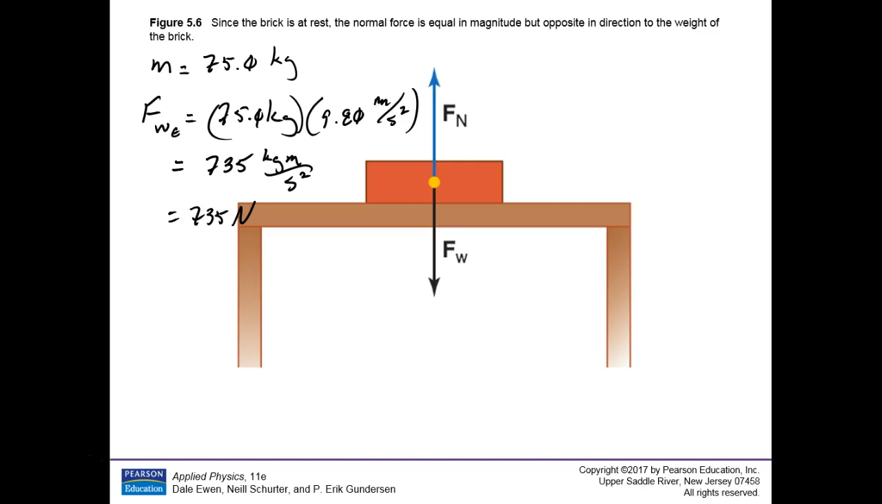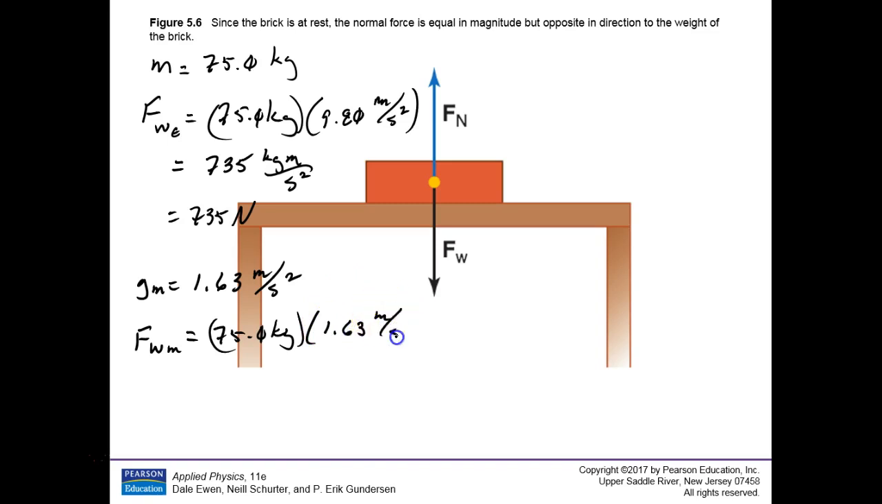Now, let's take that astronaut to the moon, where the g on the moon is 1.63 meters per second squared. Same mass of the astronaut. So what would the weight of that astronaut be on the moon? It would be 75.0 kilograms. That doesn't change. His mass is the same everywhere he is. Though his acceleration due to gravity on the moon is only 1.63 meters per second squared.